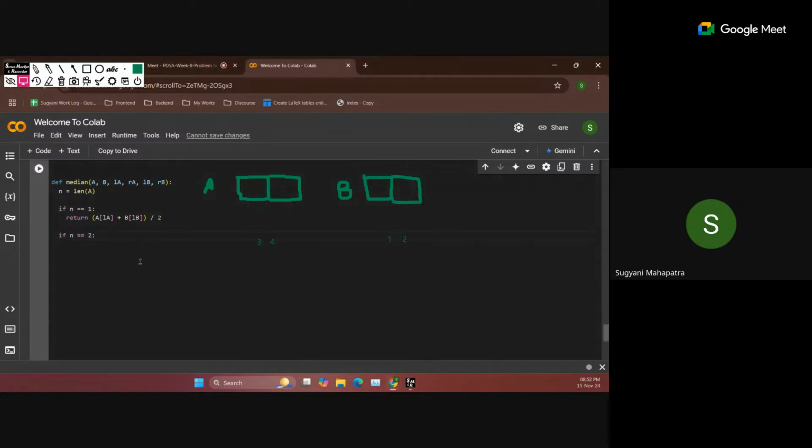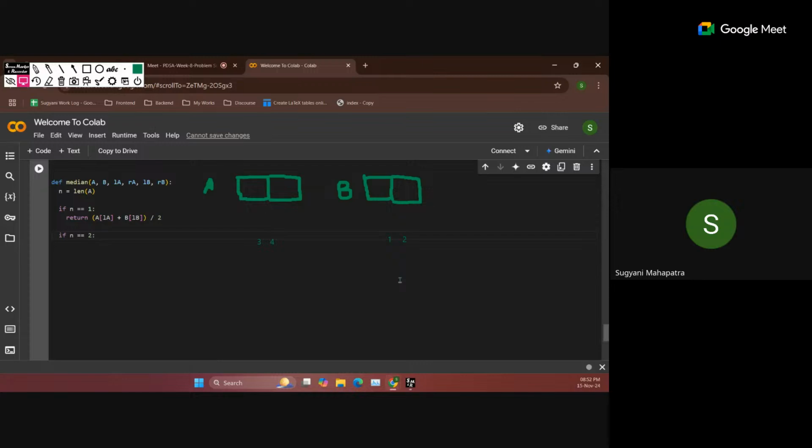Do you want me to say the solution? Ma'am, maybe split A and B further. Split A and B further, and what will happen then? Then we will reach the base simple case scenario. This is a simple scenario.